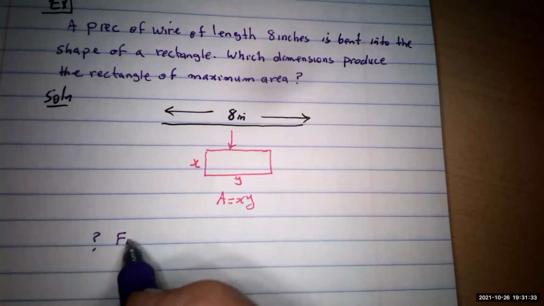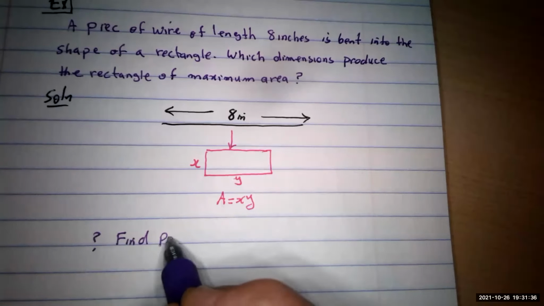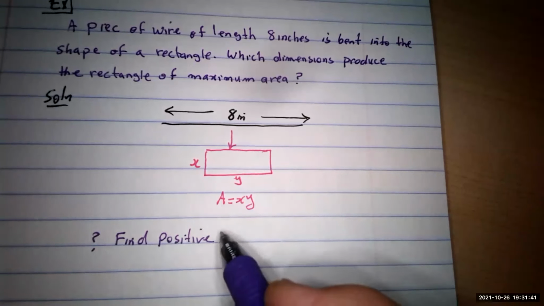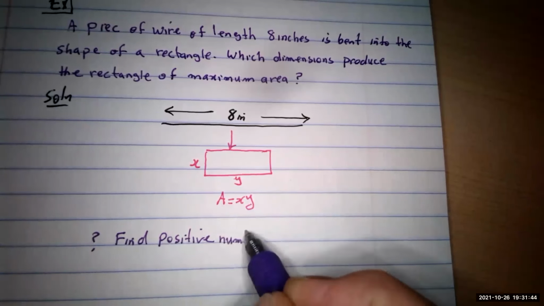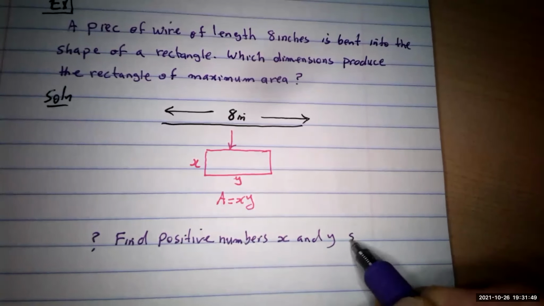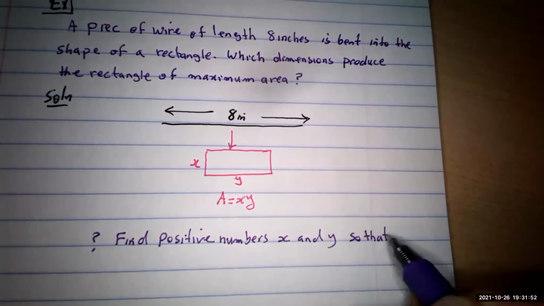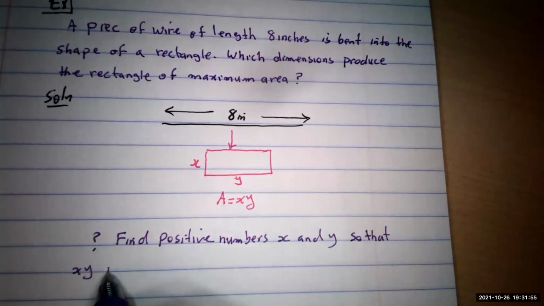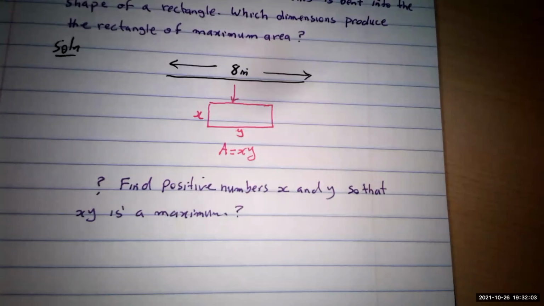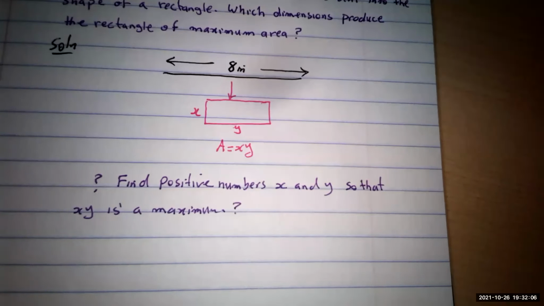Okay, so the question over here is going to be: find positive numbers, of course, because they are dimensions and cannot be negative. Find the positive numbers X and Y so that this product of X times Y is going to be a maximum. So you get various values for the X and the Y, and you want to find the one that gives you a product of a maximum.